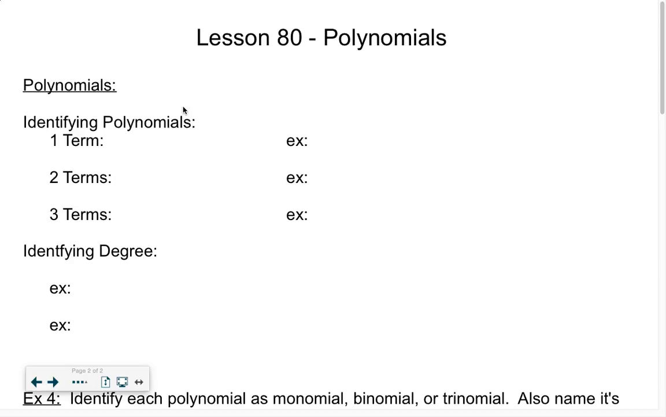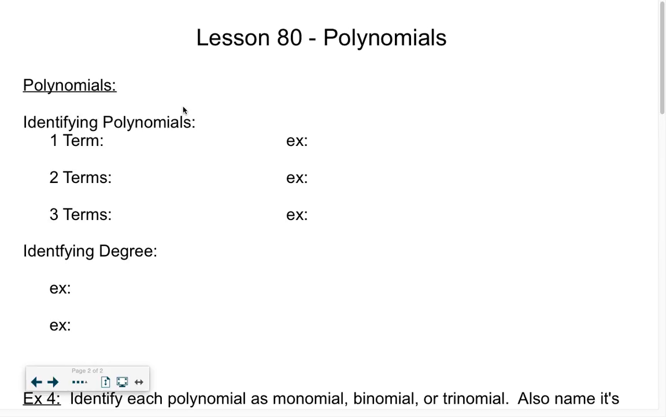Okay, the second half of lesson 80 deals with polynomials. We're going to be identifying the number of terms within a polynomial. We're also going to identify the degree, and then we're also going to do a little bit of simplifying and rearranging these terms. So, first thing I would tell you is don't get too caught up in the term polynomials. It looks a little intense, but again, we're just going to focus on some basic principles and basic fundamentals of these.